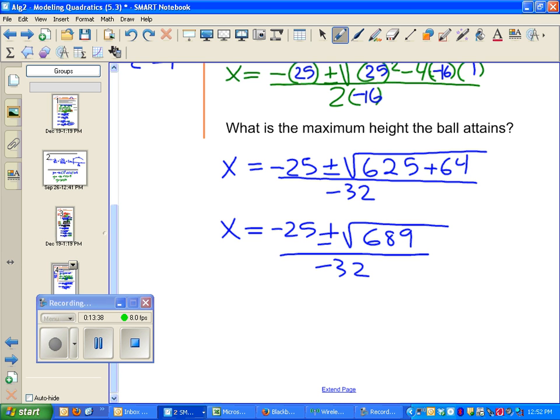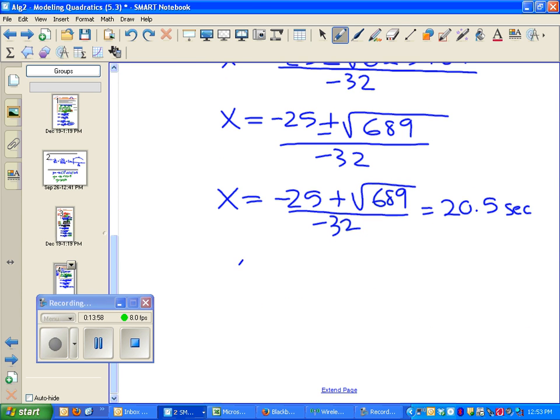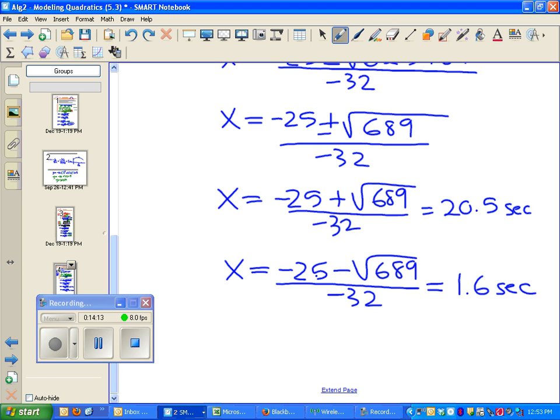And again, we're solving for t, so technically that should say t, but negative 25 plus the square root of 689, all divided by negative 32. So when I do that, I get negative 0.5, and that would be in seconds. The other answer is negative 25 minus the square root of 689, and that's divided by negative 32, and that is equal to 1.6 seconds. So it seems a little bit more reasonable that he's going to have 1.6 seconds to hit the ball.